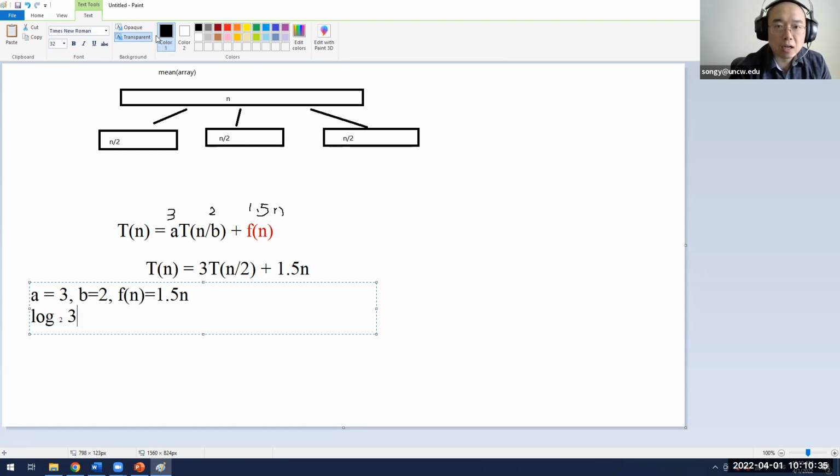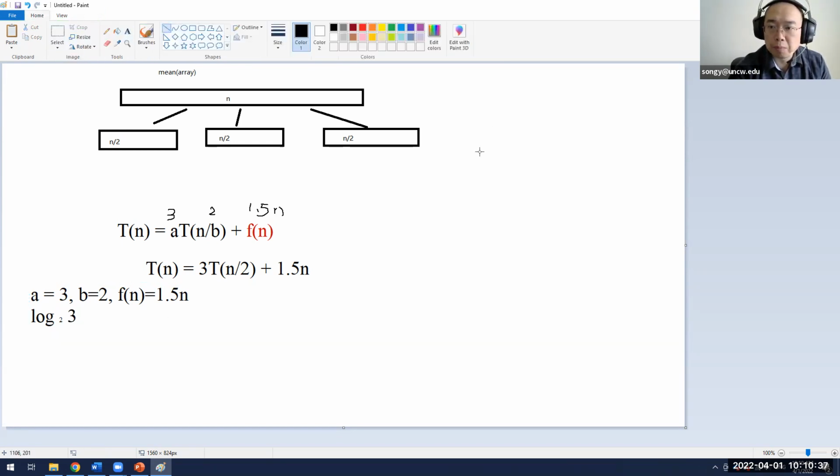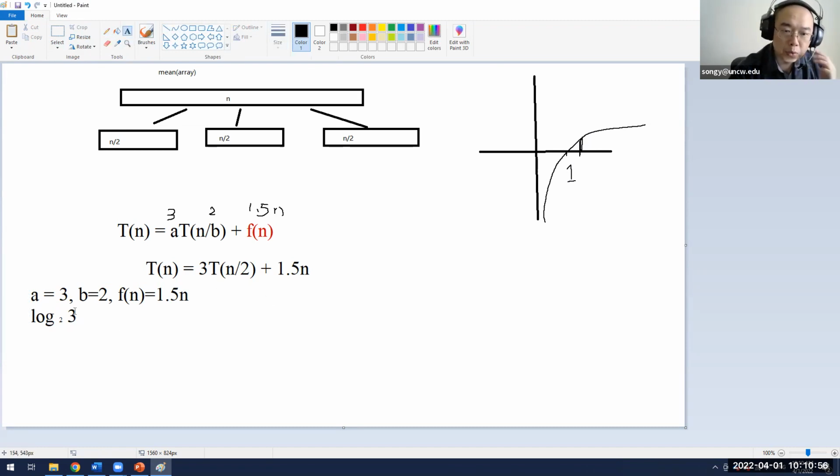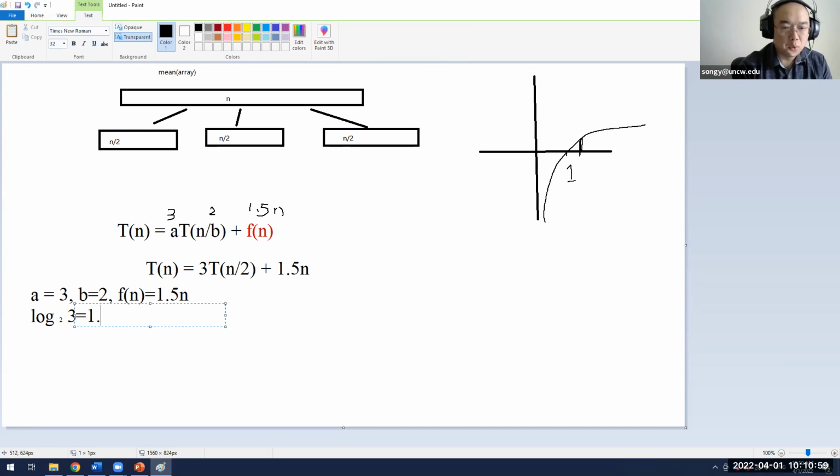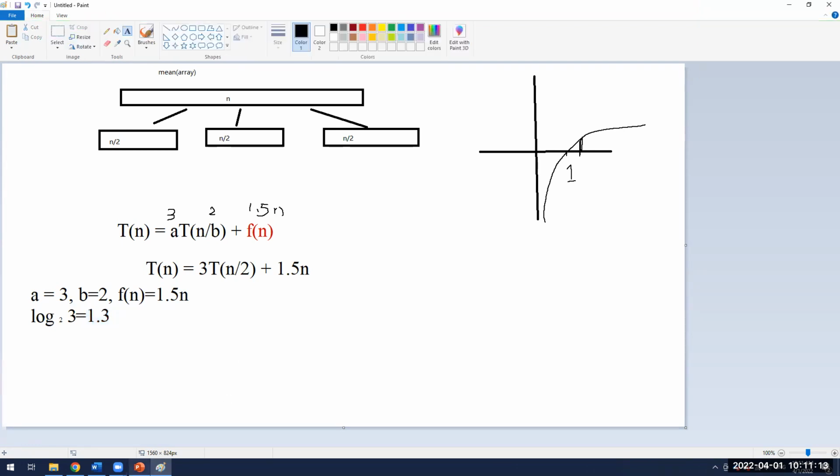So for this log, if you remember, a log curve should be like this. So here we have the 1. Because this 3 is higher than 2, we are going to have somewhere here. So this value should be 1 point something. I'm guessing it is 1.3. This is my guess, but it is guaranteed this value is going to be higher than 1. Okay. Yep. And then what's the next step?